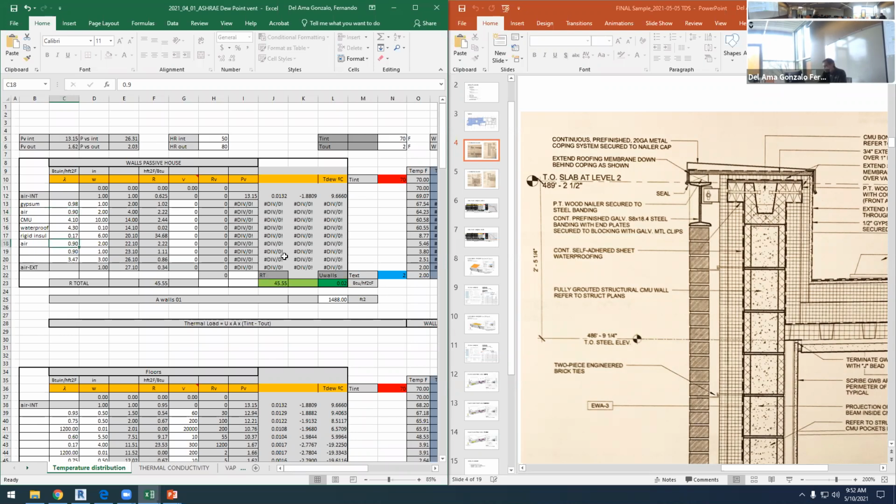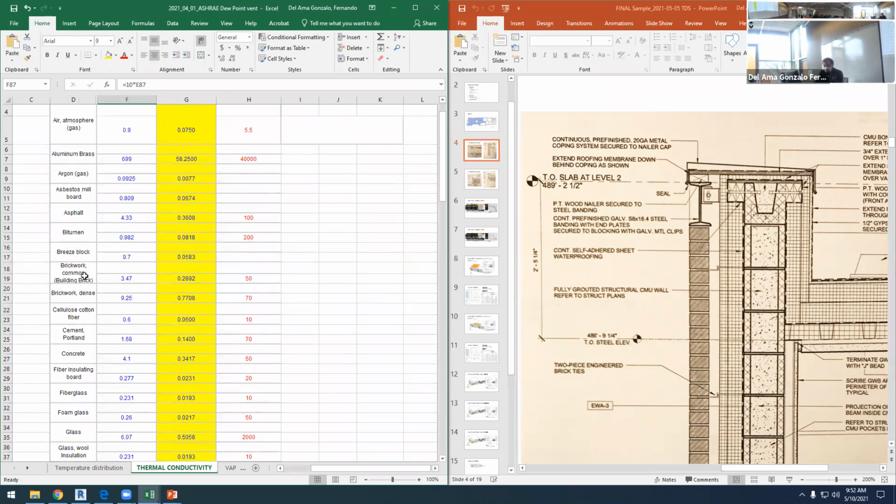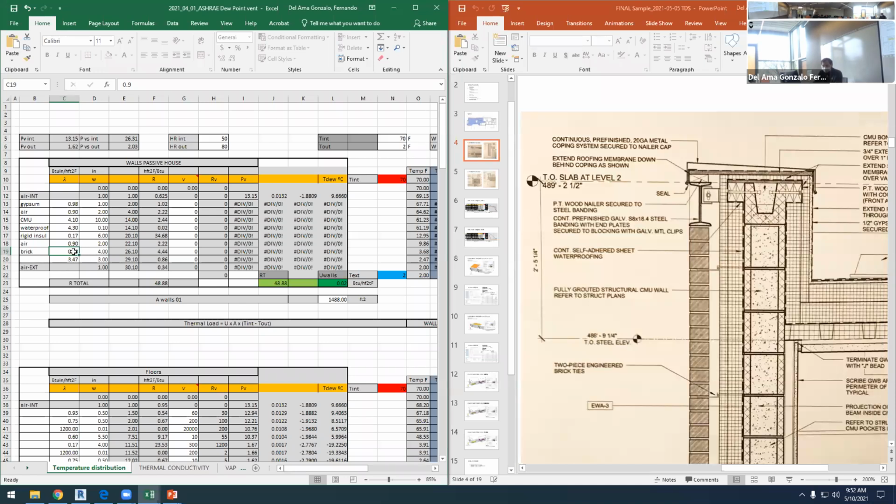And finally, we have the brick. So for that brick, the width is 4 inches. And the thermal conductivity of brick is this one, 3.47. Thermal conductivity, 3.47. And for this one, if we don't have any other layers, we can type 0, and that's fine.